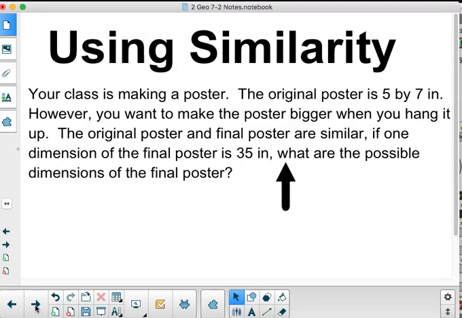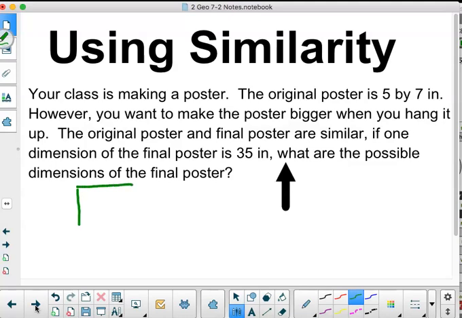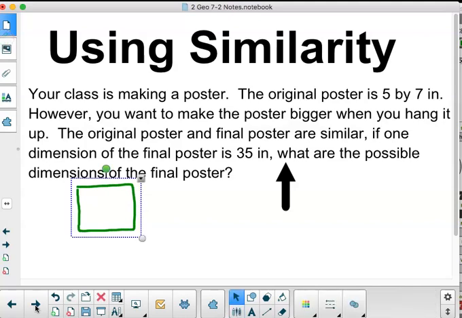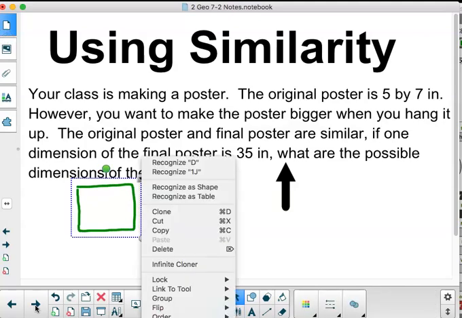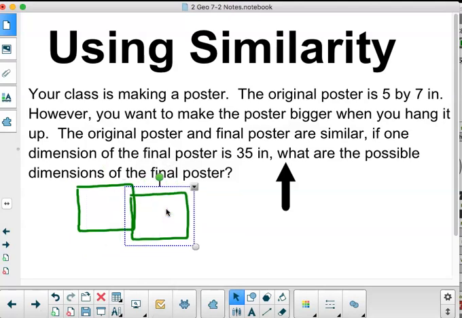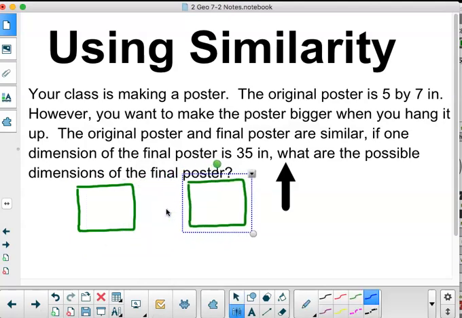Possible dimensions. See, they're even saying that 35, if this is my possible final poster, okay, all right. Now, this is my possible final poster. Let's clone that just for fun. And they're giving me two possible things. They're saying either this is 35 and this is X, or they're saying this is Y and this is 35. Okay, that's what they're saying here.